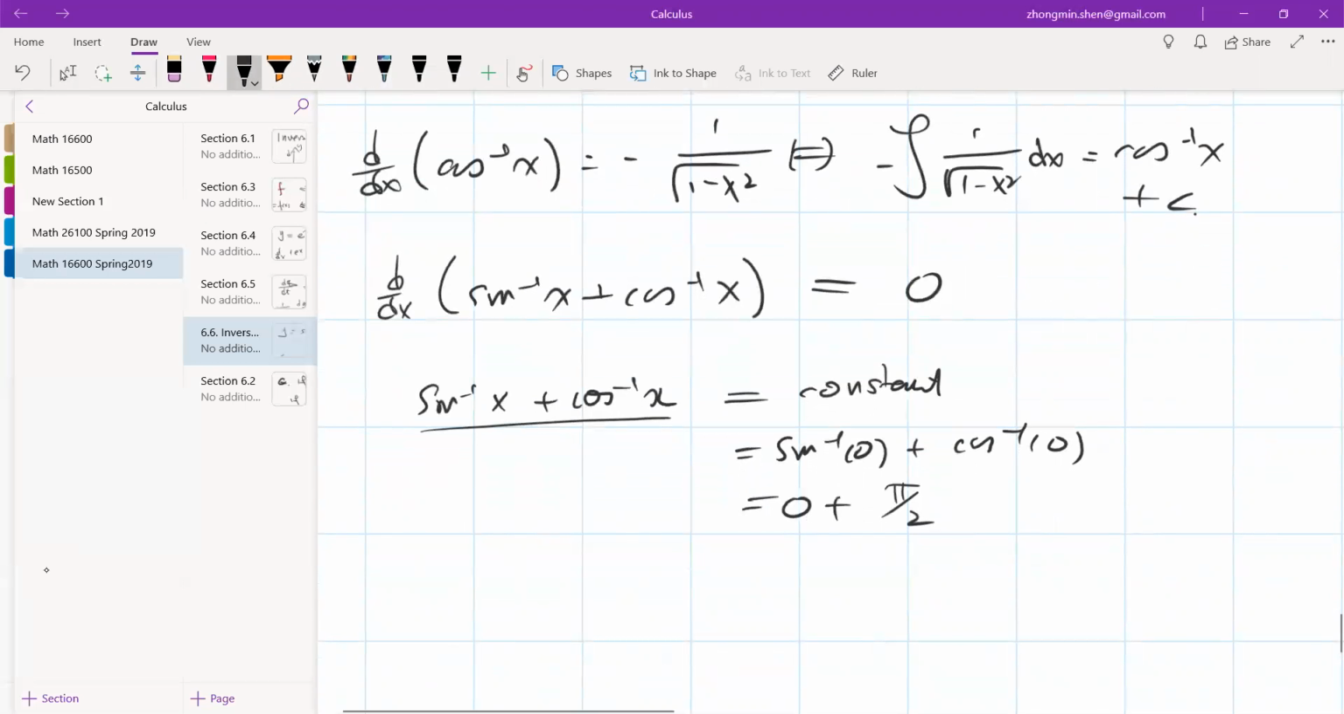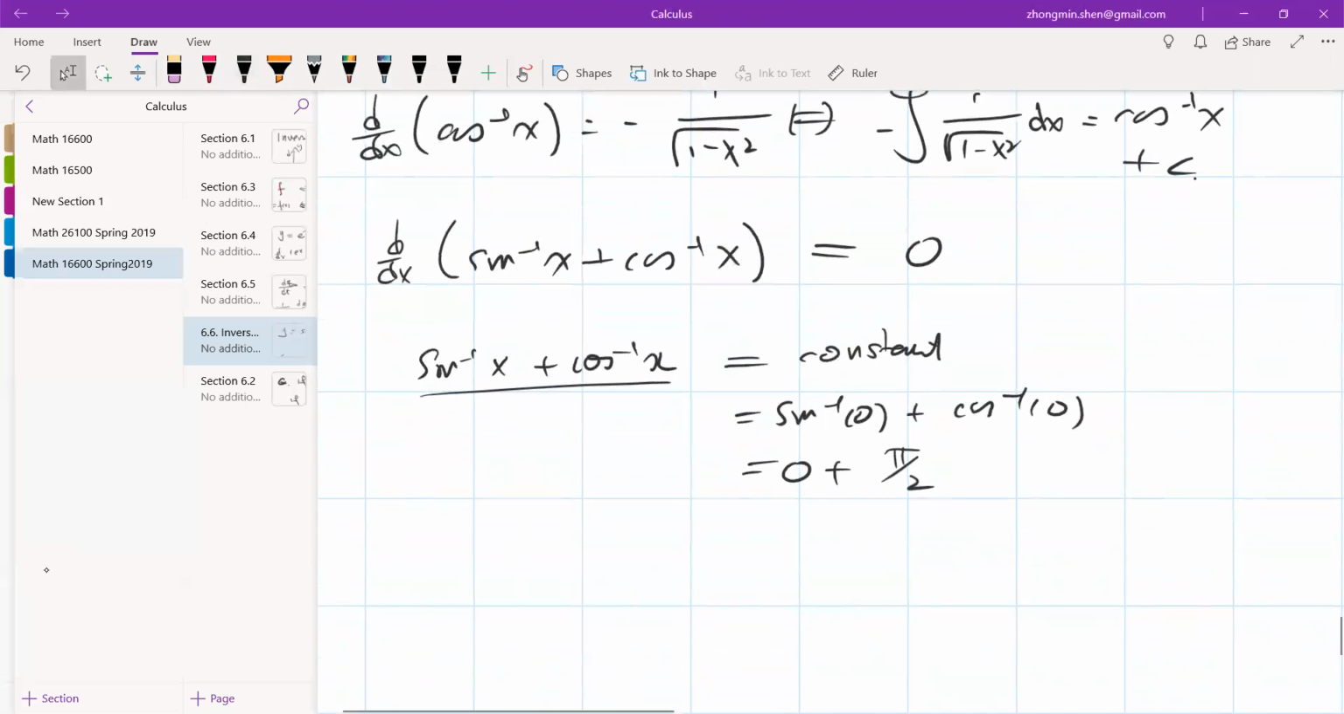So there's no big difference between arcsine and arccosine. They are both defined on x between negative 1 and positive 1. So essentially, arccosine and arcsine differ by a constant.